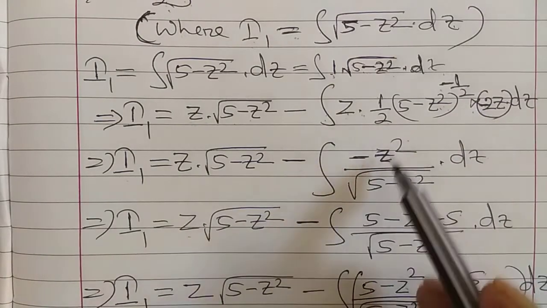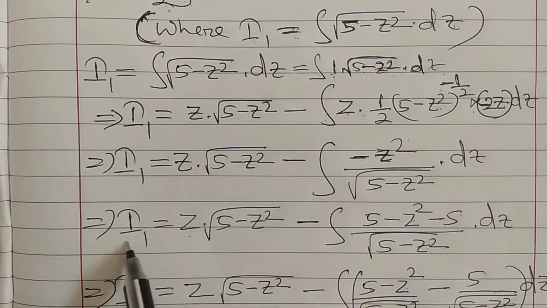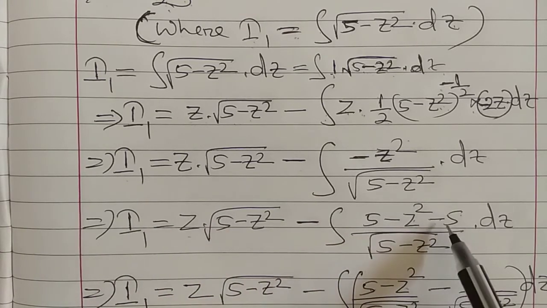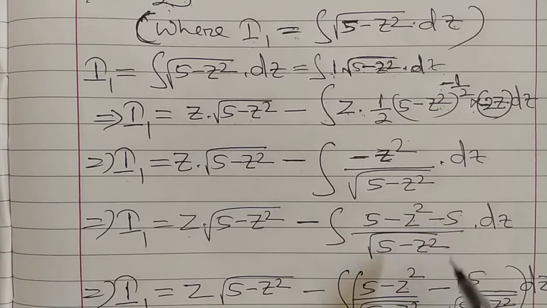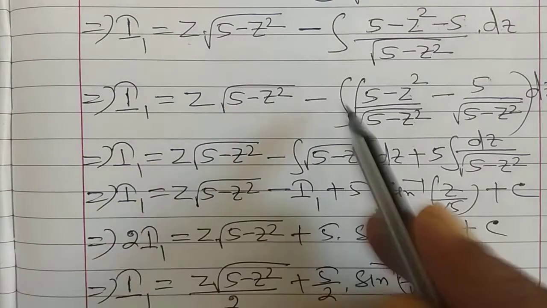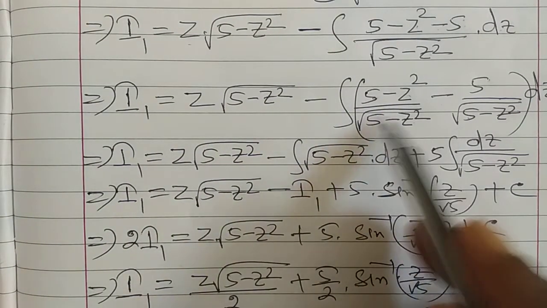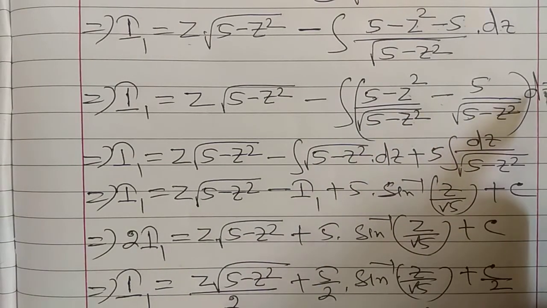Here 2 and 2 cancel, and z into minus z is minus z square. This implies I1 is equal to z into root over 5 minus z square minus integration of 5 minus z square minus 5 by root over 5 minus z square into dz. Now taking plus 5 and minus 5, this implies I1 is equal to z into root over 5 minus z square minus integration of 5 minus z square by root over 5 minus z square minus 5 by root over 5 minus z square into dz.